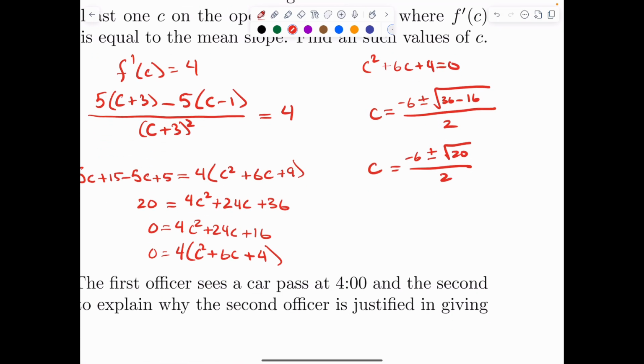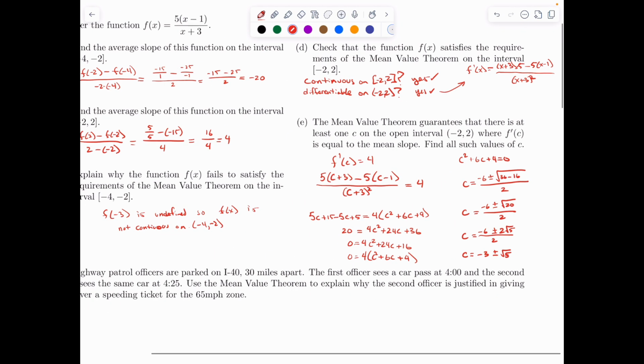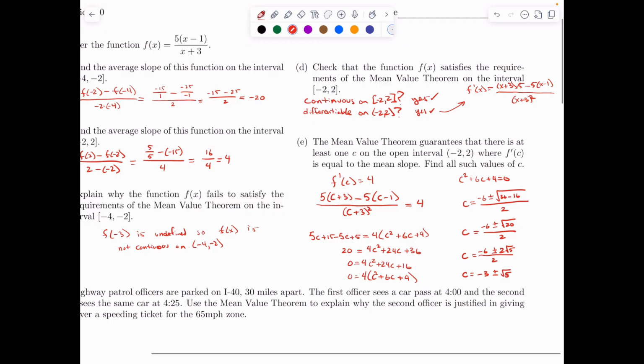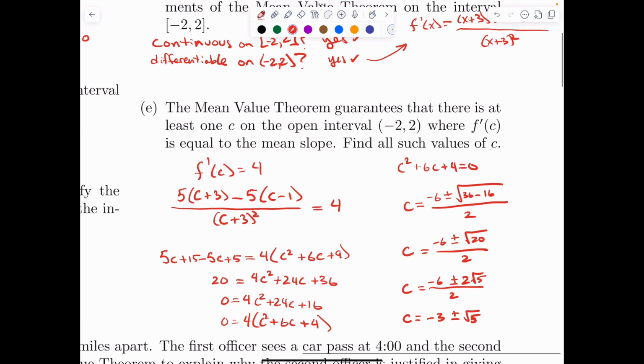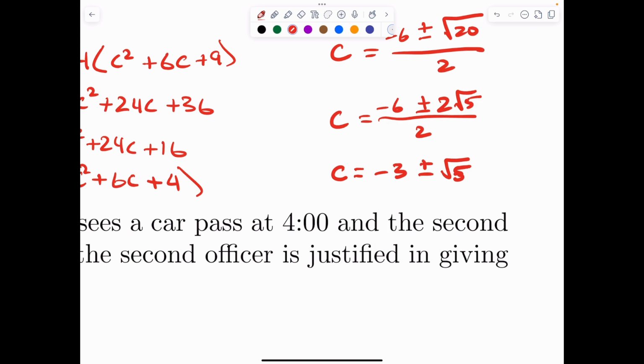Sadly, the square root of 20 is not a perfect square, so this is going to equal negative 3 plus or minus radical 5, because 20 is 4 times 5, and the square root of 4 is 2. So those are the values for c, but are both of these or one of them in between my range here, negative 2 to 2? I'm pretty sure that if you take negative 3 and subtract off radical 5, that will be outside of the interval that I'm interested in, and so the only answer will be c is equal to negative 3 plus radical 5. I'm going to box that up.